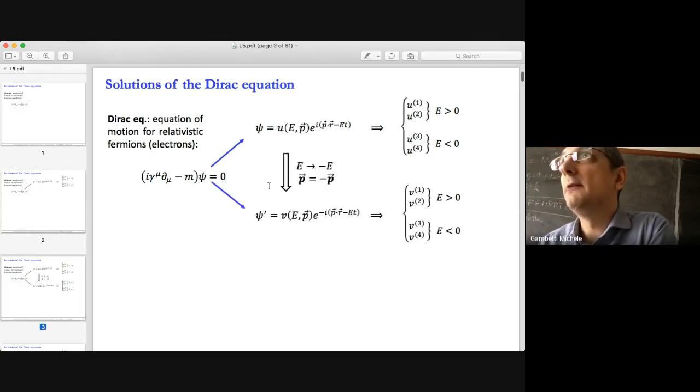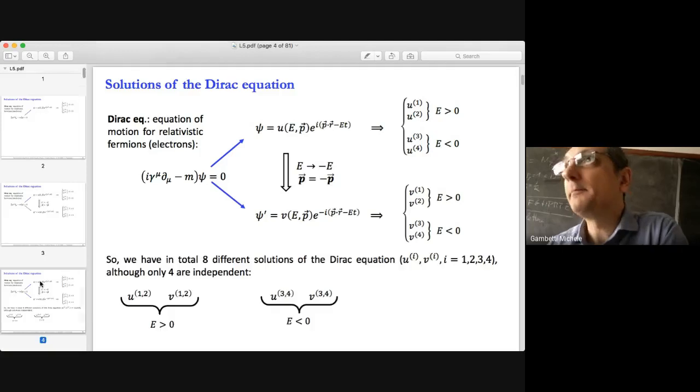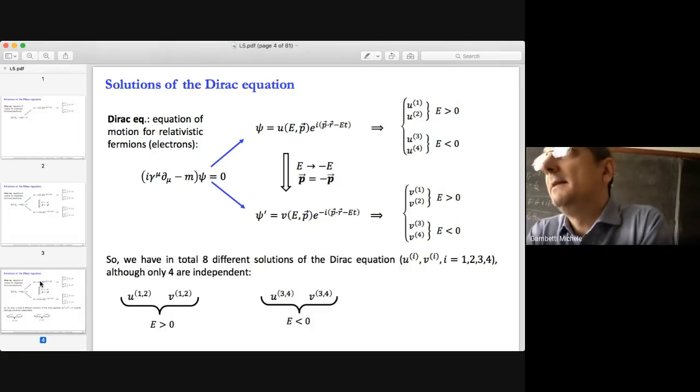But then we also saw that we can solve the same Dirac equation if we swap the sign of the energy and momentum simultaneously. So we look for a solution of this type here, where now the four-component spinor we call V, to distinguish it from U. And then we have this extra minus sign here that accounts for this double sign change. And we get another set of four independent solutions. We call them V1, V2, V3, V4. Again, the first two correspond to positive energy and the second two to negative energy. So in total, we have eight different solutions of the Dirac equation. Although, of course, only four are independent, so we have to make a choice here, okay?